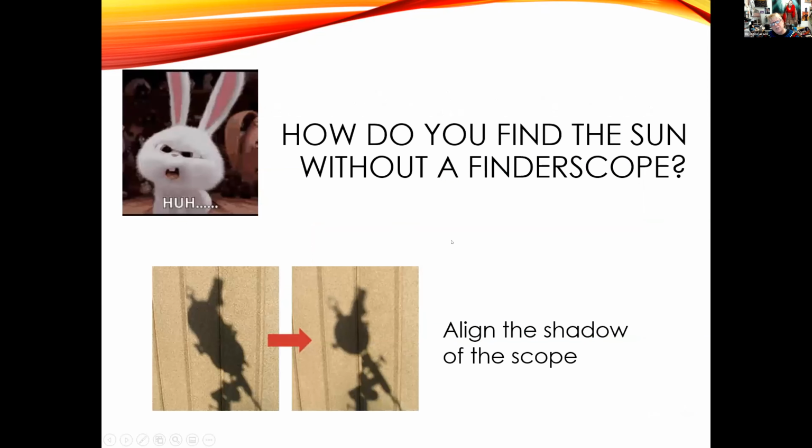Which begs the question, if you take your finder scope off, how are you going to line up the telescope? You do it by minimizing the shadow. Because your telescope barrel is round, or if you're really fancy and you have one of those octagonal or hexagonal ones, if you minimize the shadow of your scope, you can actually line it up with the sun without looking through it. And you can also buy some devices that will help you line it up as well, but this is free.